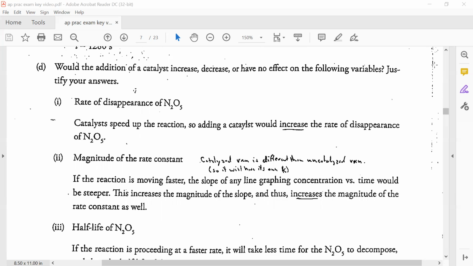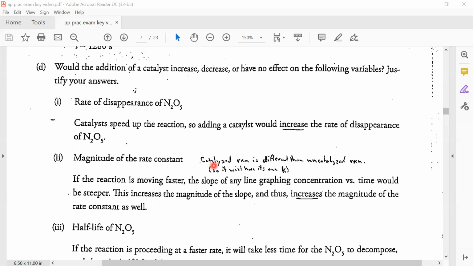In fact, it'll be a higher K value, because a higher K value means a faster reaction. So you are going to get a different rate constant value because it is a different reaction and it's going to be faster. So what's going to happen is the catalyst speeds up the reaction, and the rate of disappearance of your reactant will be quicker or increase.